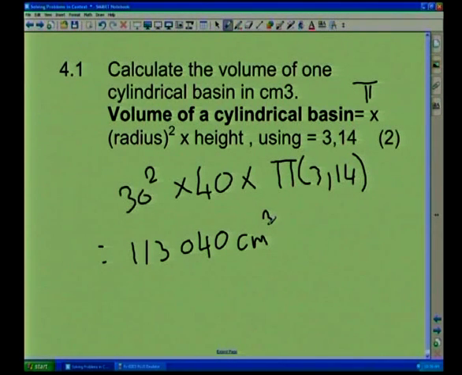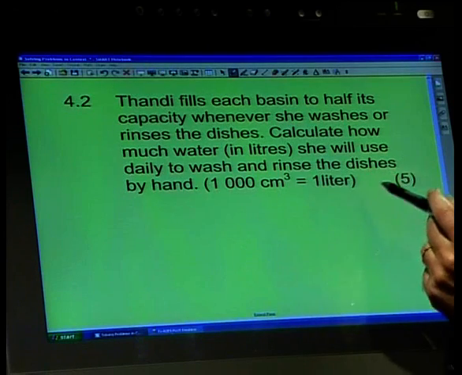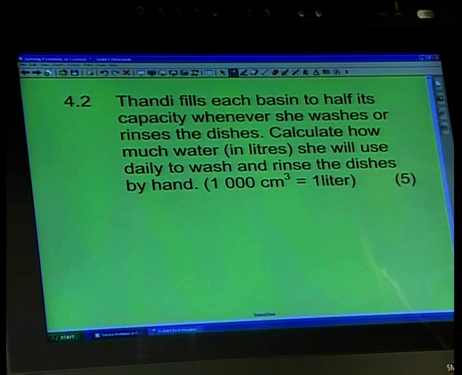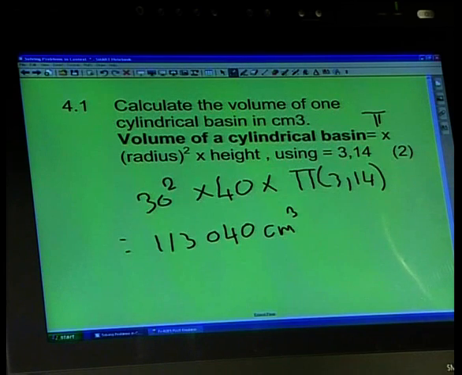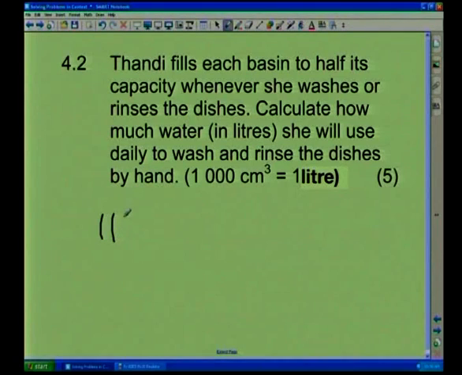Carrying on from there, it says that Thandi fills each basin to half its capacity whenever she washes or rinses the dishes. Calculate how much water in liters she will use daily to wash and rinse the dishes by hand. And then they give us a little conversion formula that says that 1,000 cubic centimeters is equal to 1 liter. All right, well, we did have the volume for our basin, 113,040 cubic centimeters. Let's transfer it over here.